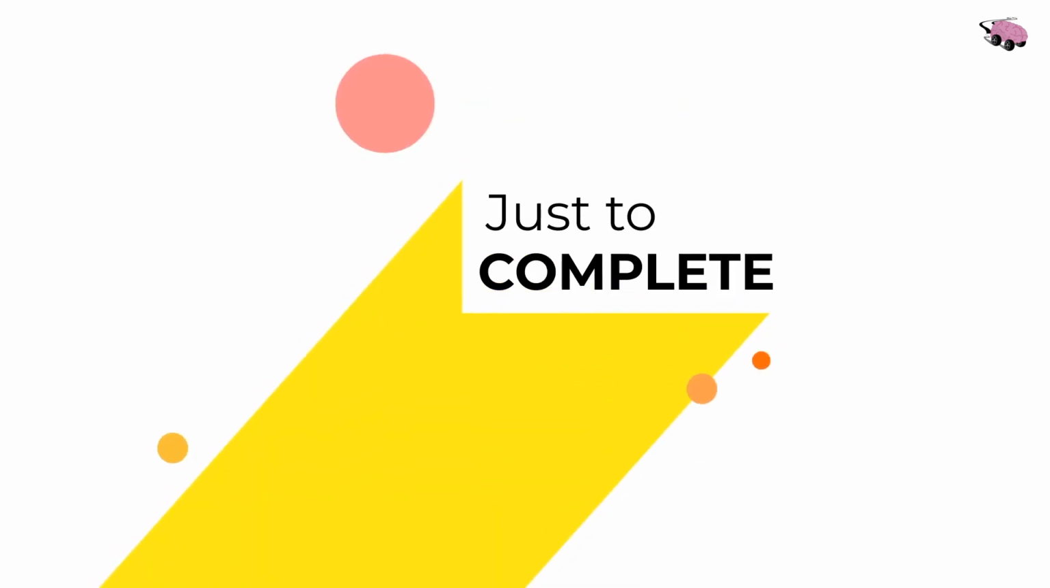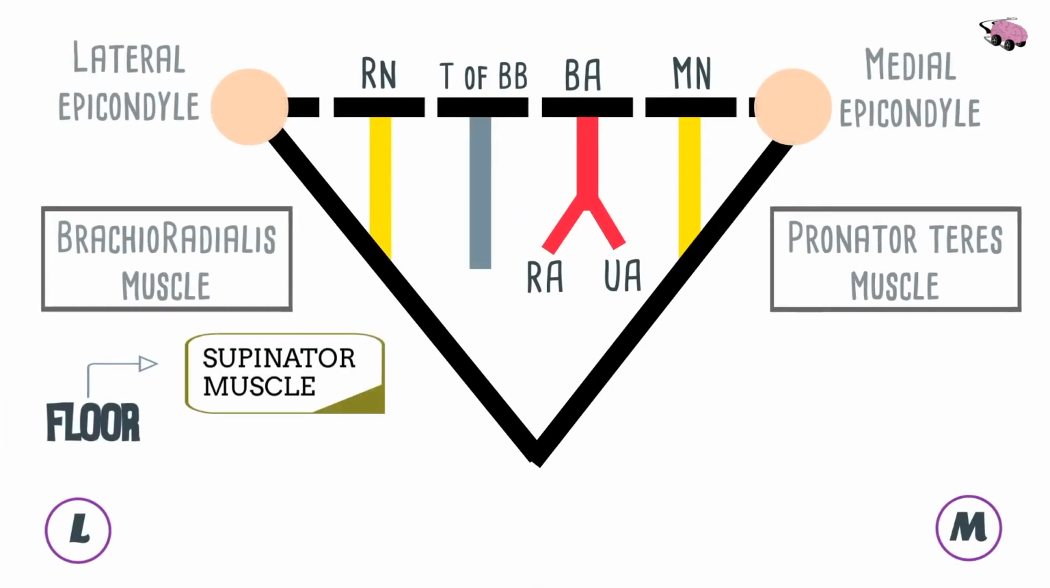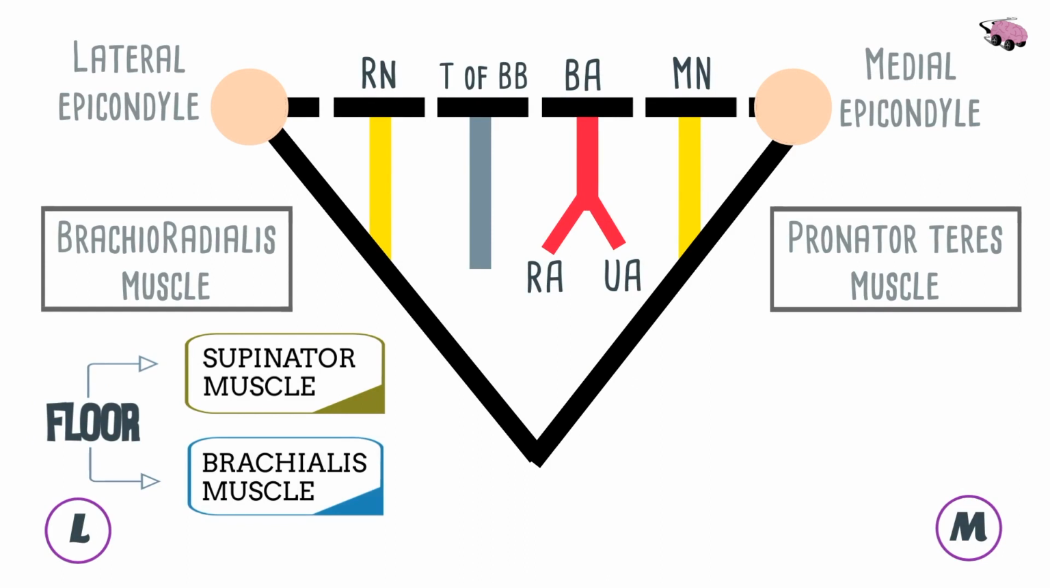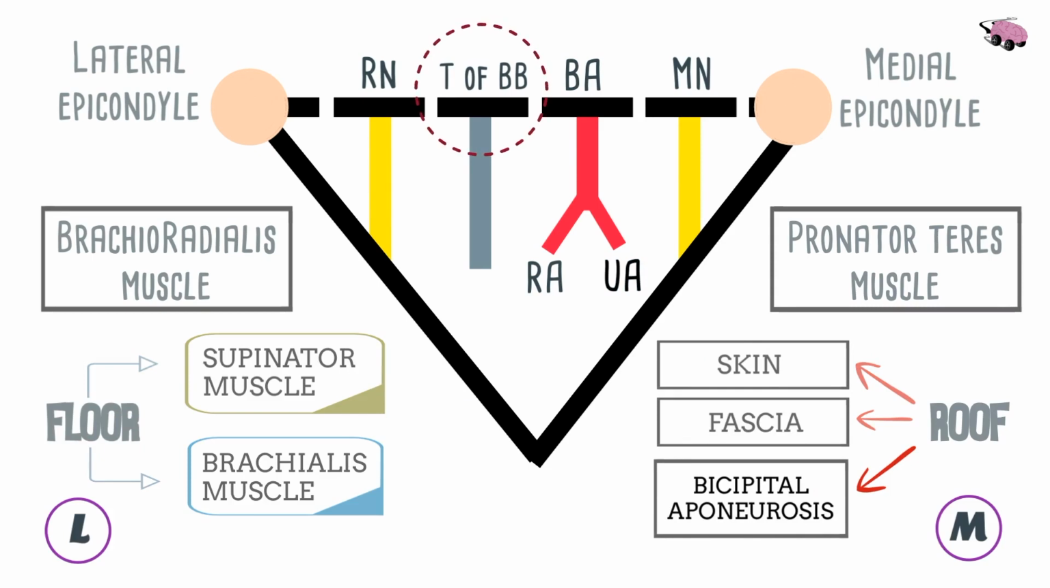Now let's just add a couple of more things for completeness. The floor of the cubital fossa is formed by the supinator muscle and the brachialis muscle. The roof of the cubital fossa is made up of skin superficially, then the fascia, and deep we can find the bicipital aponeurosis. The tendon of biceps brachii has 2 insertions.